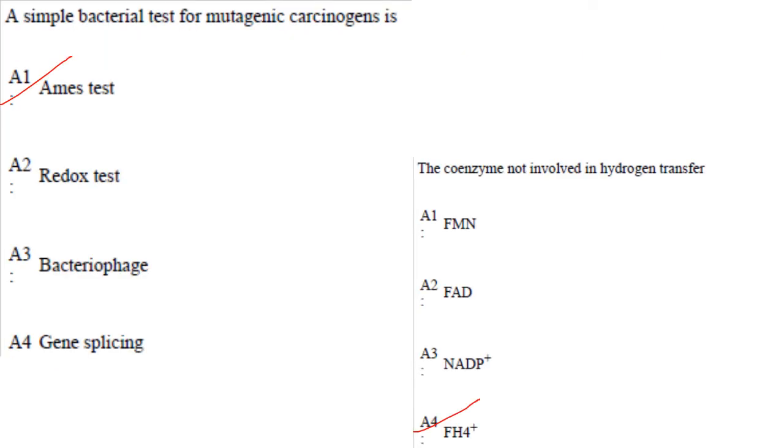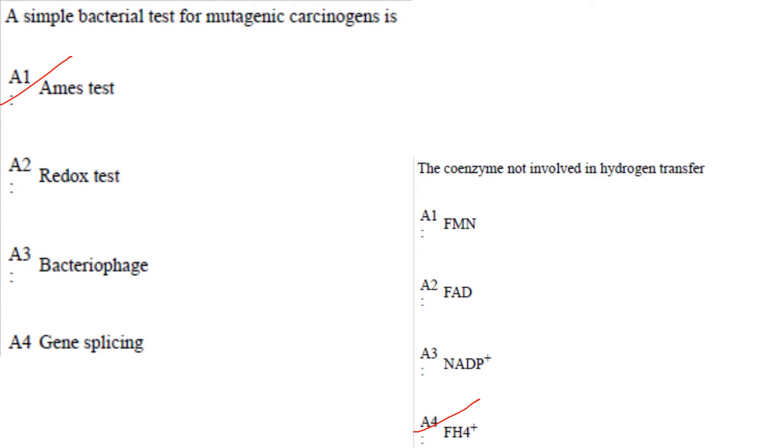Next one, a simple bacterial test for mutagenic carcinogens is the Ames test. The Ames test is a widely used method that uses bacteria to test whether a given chemical compound can cause mutation in the DNA of an organism, or whether the given chemical compound is a mutagen. Usually the strain of bacterium used is Salmonella typhimurium, which carries mutations in the genes involved in histidine biosynthesis. So the answer here is the Ames test.